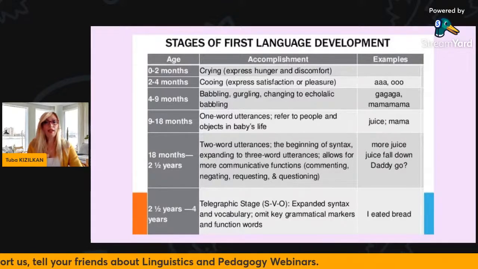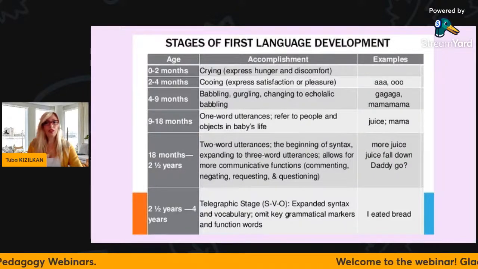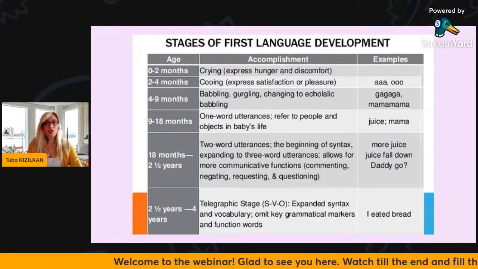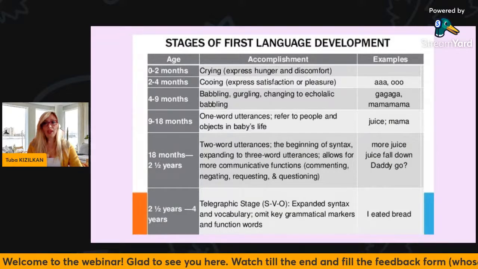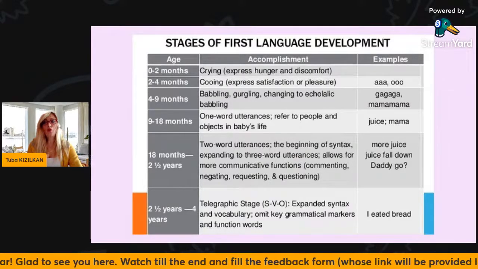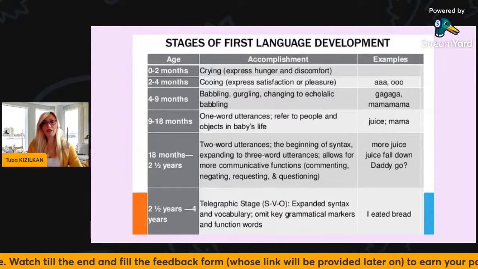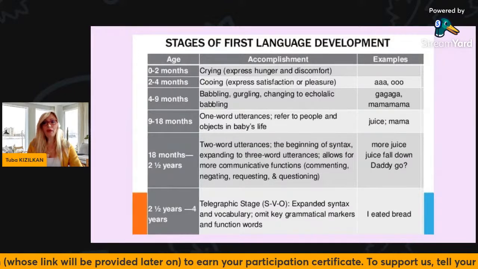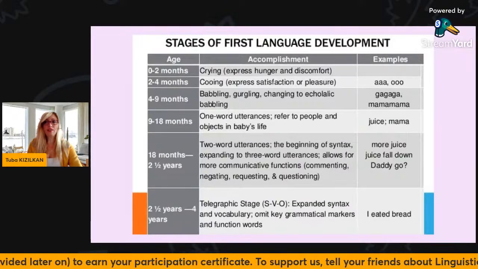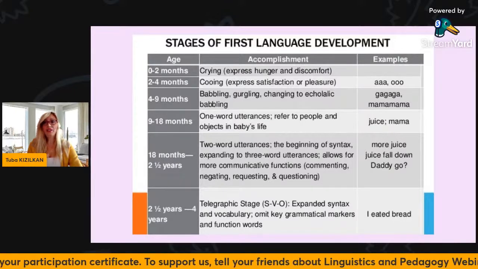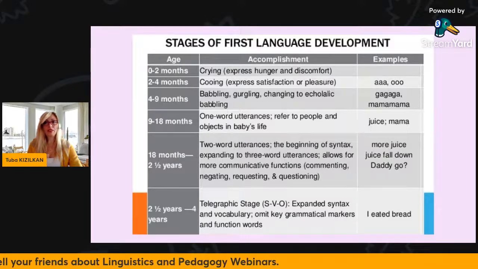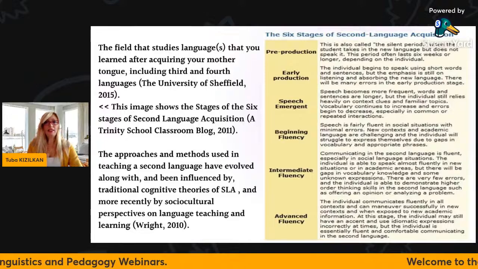And between 2.5 years and up to 4 years, the baby has a period. Actually, we don't call him or her a baby, but a child, and he or she starts the telegraphic stage and expands his or her vocabulary knowledge and syntax, and omits some grammatical markers and function words and starts to make sentences like "I drinked milk," "I eat it bread," sentences like this. And it goes like that.